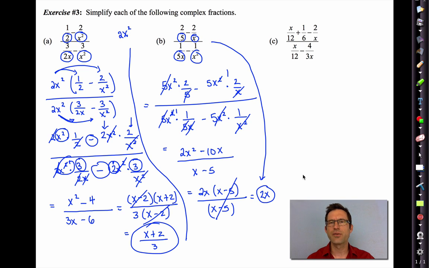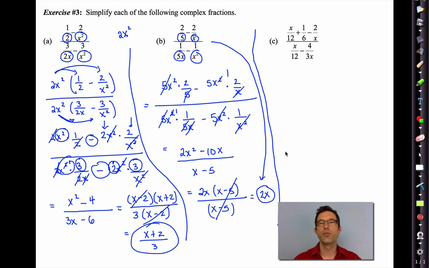All right, take a look at letter C. It seems awfully complicated, but it's not that bad. So play around with letter C on your own. Okay, let's go through it. There's a very nice result to this one as well. Let me give myself a little extra room.